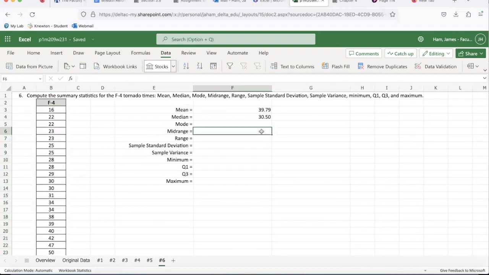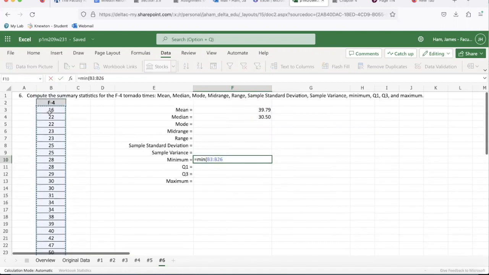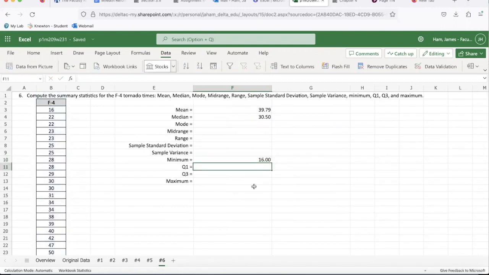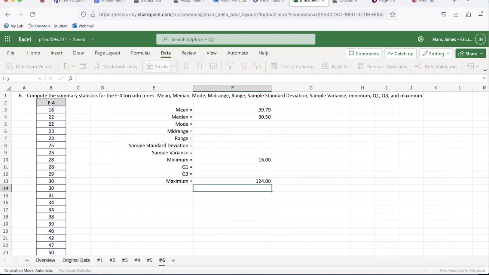For mid-range, this one uses the max and the mins. So we come down to minimum and just type in equals min, I believe is the abbreviation, spelled correctly. And then I'm going to select these numerical data values. Close it off, hit enter. And if I just come up here and copy this one, paste it down into here, but just change the min to max, always looking for quicker ways to enter things in. Yeah, that's the largest value. You can see 16 is the smallest, and so on.